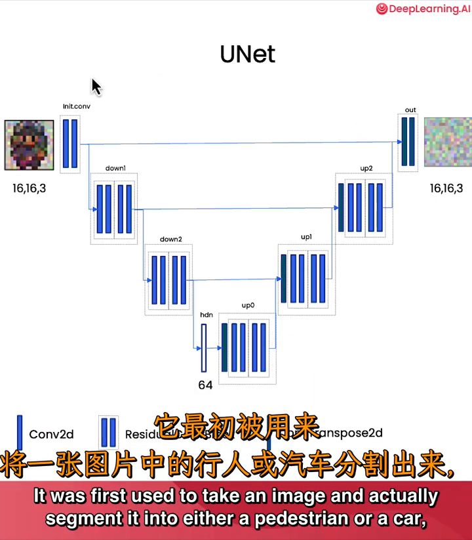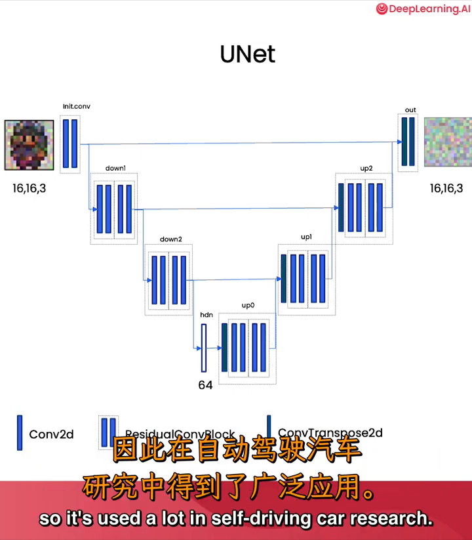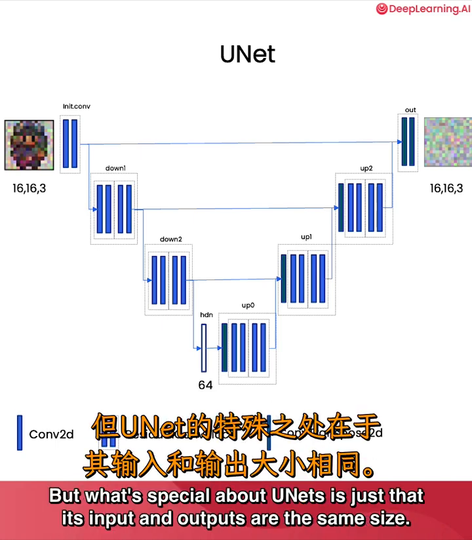UNets have been around for a very long time, since 2015, and it was first used for image segmentation. It was first used to take an image and actually segment it into either a pedestrian or a car, so it's used a lot in self-driving car research.